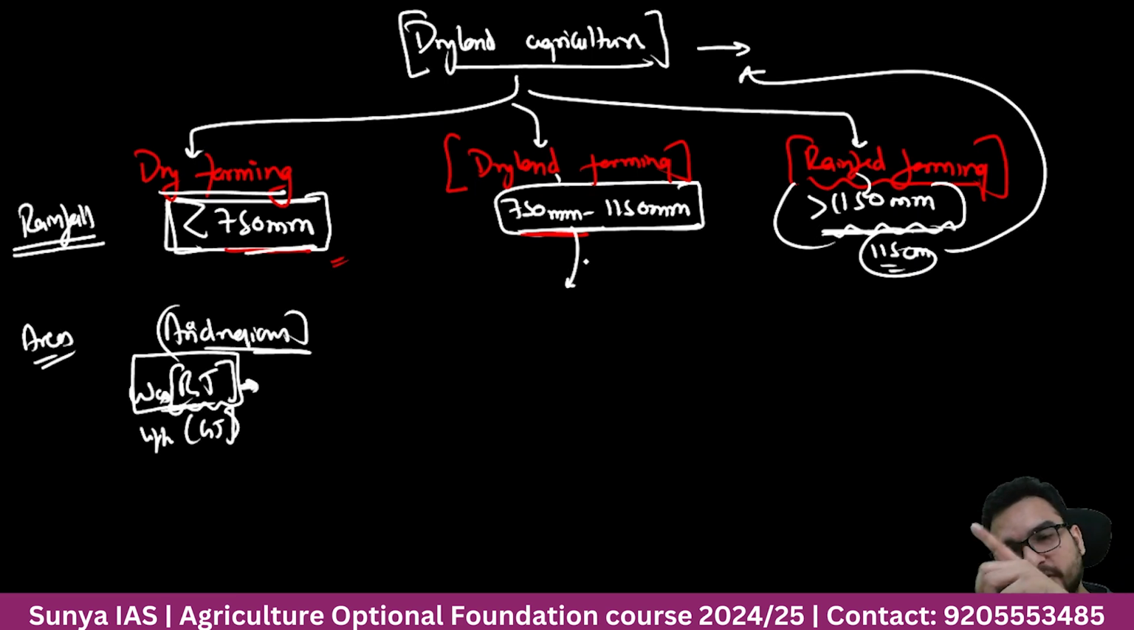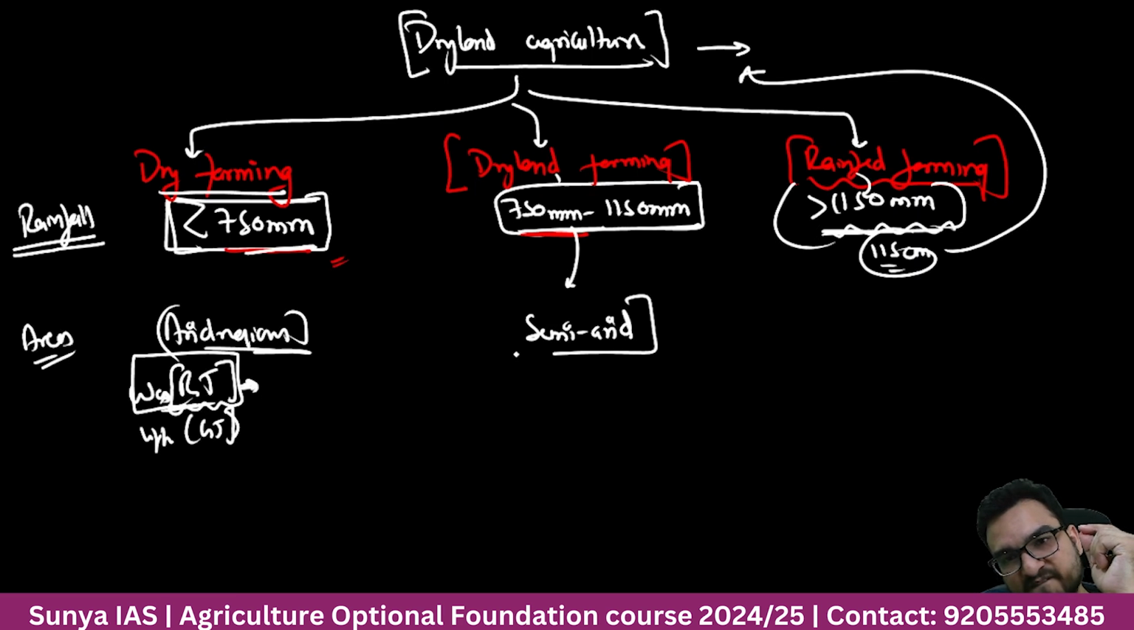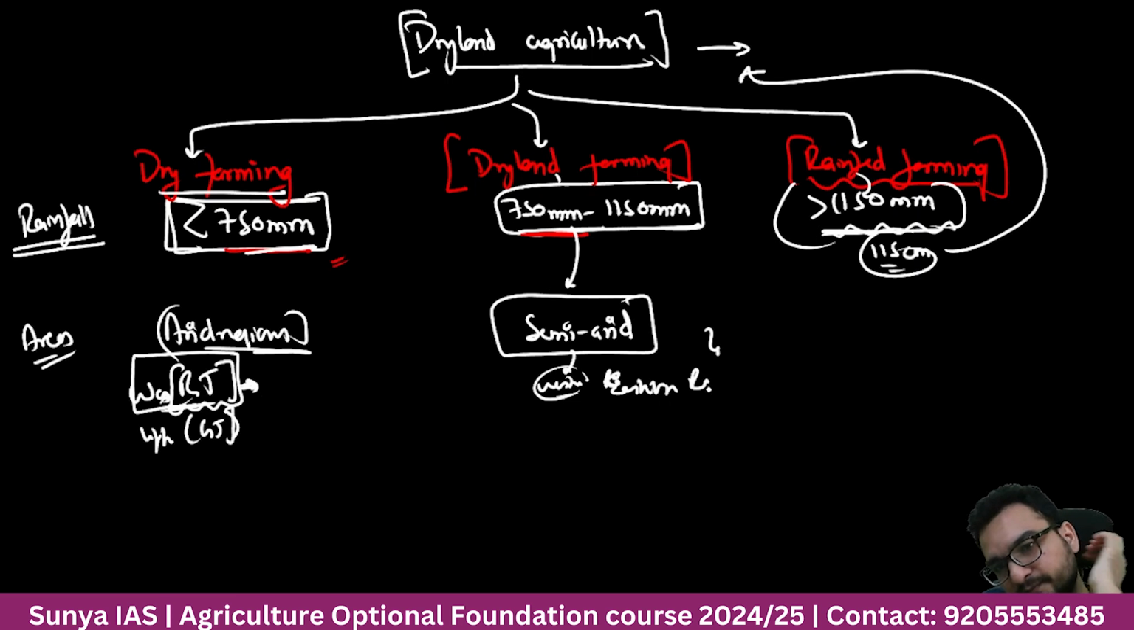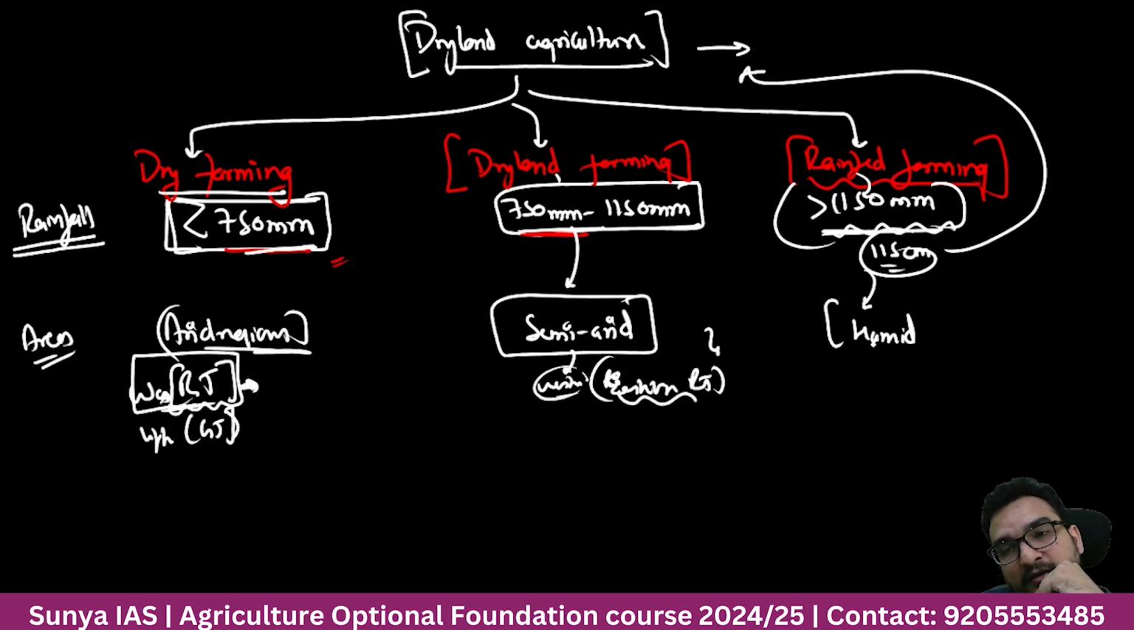Under this 750 to 1150, you will automatically get semi-arid areas. These are basically western UP, as you have seen, or eastern Rajasthan, Bundi area. Don't worry about this. This is as it is written in the PPT, I'll just show you. All right. Then rain-fed farming is the areas of humid and subhumid regions, right?